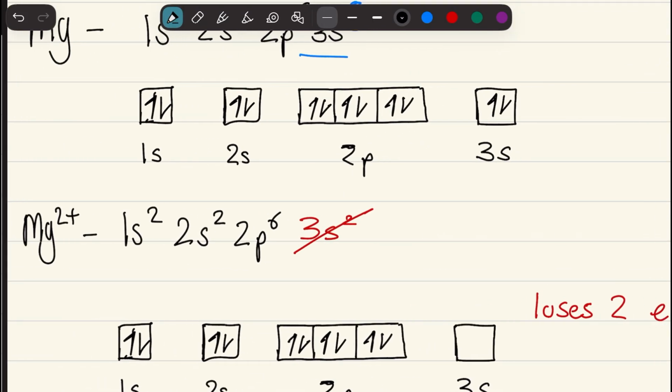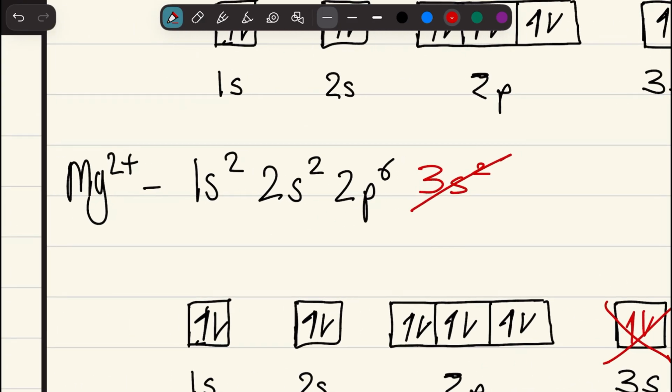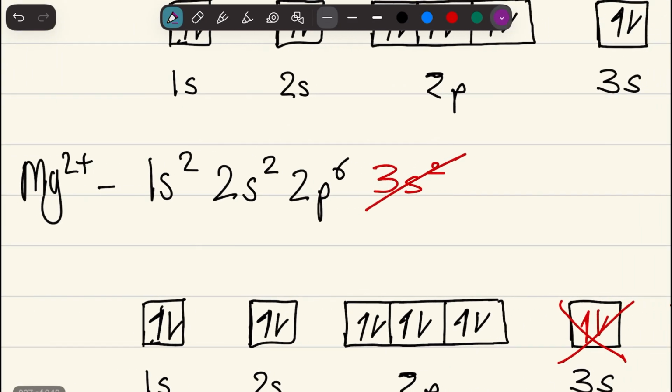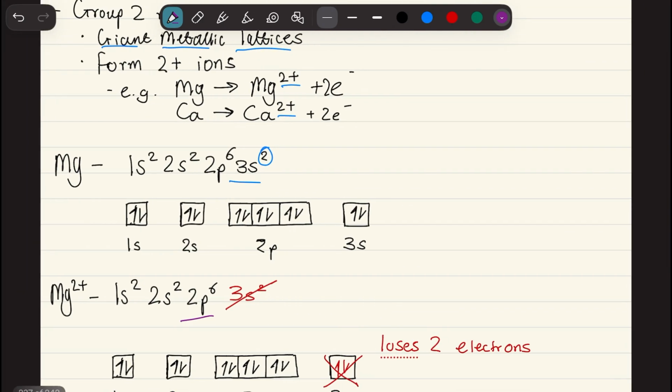And then when they form their ions, they're going to lose those 2 electrons. You see those 2 electrons here, we'll draw them in red. These electrons get lost, right? So then, as an ion, the electron configuration's highest occupied subshell is going to be p, so 2p6. Hope that makes sense as a basic understanding of the group 2 metals.